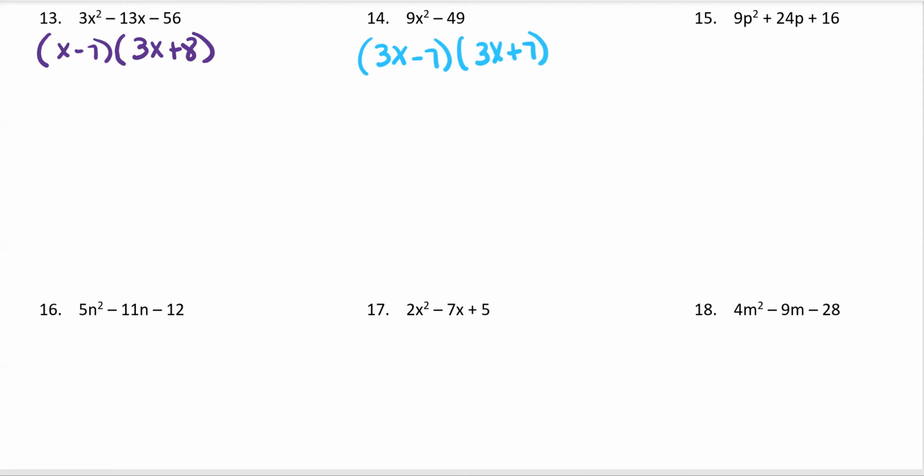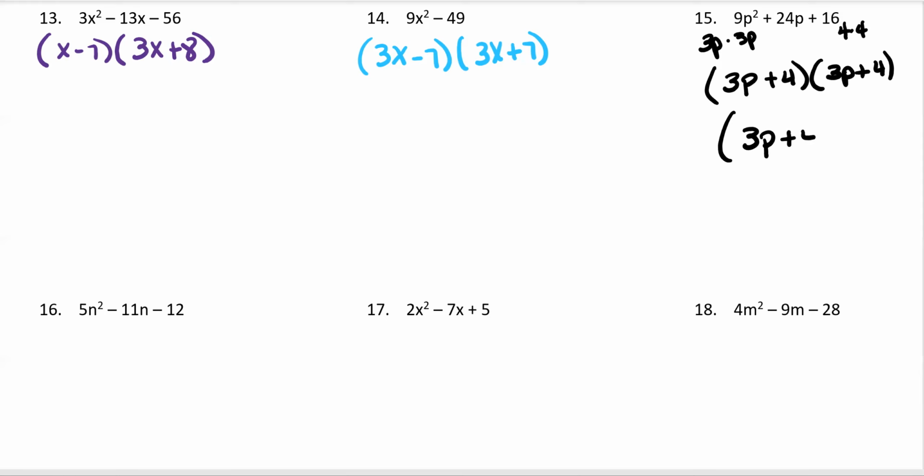Number 15, we notice the first term is a perfect square, and the last term is a perfect square. 2 times 3p times 4 is 24p. So that can give us a hint that this will factor into 3p plus 4, 3p plus 4, or we can write it like that.